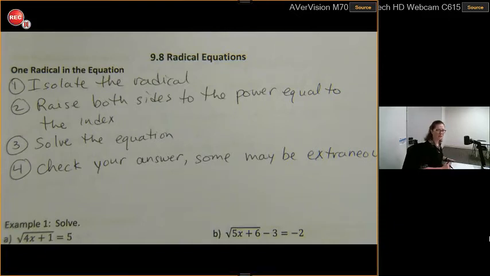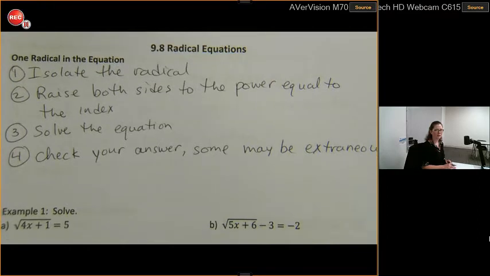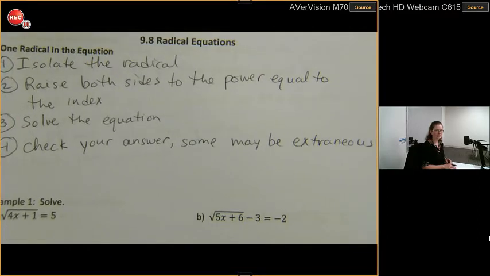All right, our next section, 9.8 on radical equations. We have some different sets of problem types. The first is when there is one radical in the equation. So there is only one square root or cube root sign in the equation. The first step is going to be to isolate the radical, which means to get it by itself. Then we're going to raise both sides to the power equal to the index, solve the equation, and check your answer, because some of them may be extraneous.